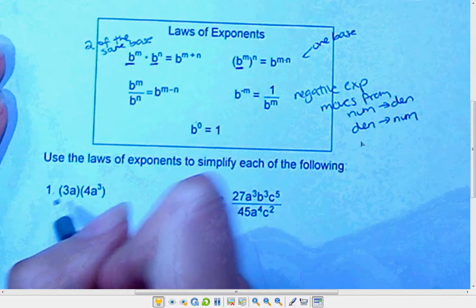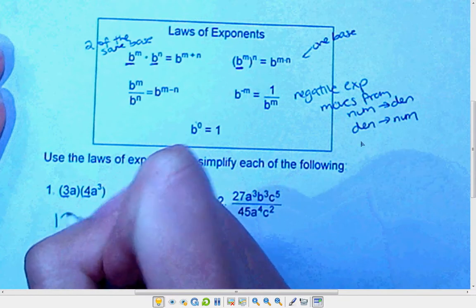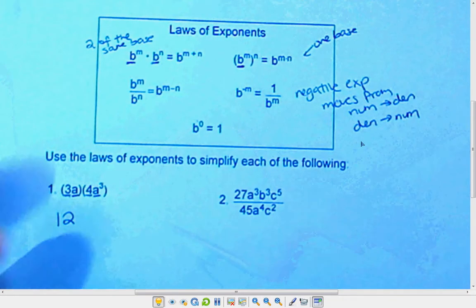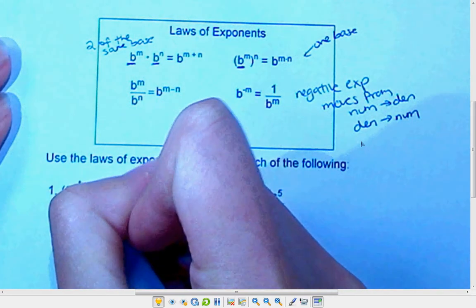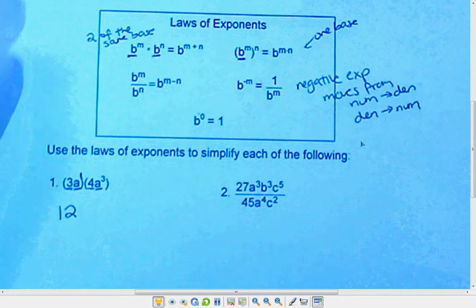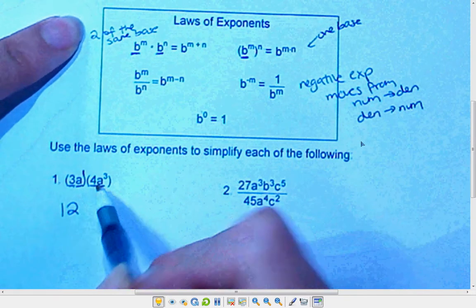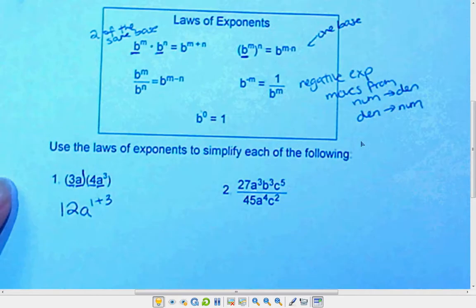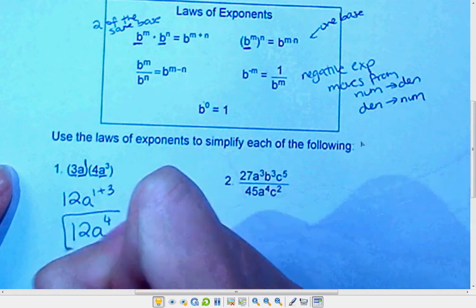So when we simplify this, 3 times 4, we already know how to do that. It's just normal multiplication, gives you 12. In this case, we're multiplying a times a to the third. So when you have an a by itself, really the exponent here is 1. So this is a to the power of 1. Since you have two of the same base, we're using the first rule here. So we are going to add together our exponents, so 1 plus 3. And this is going to give us 12 times a to the power of 4, and this is my simplified version.